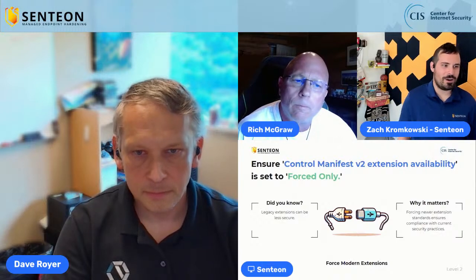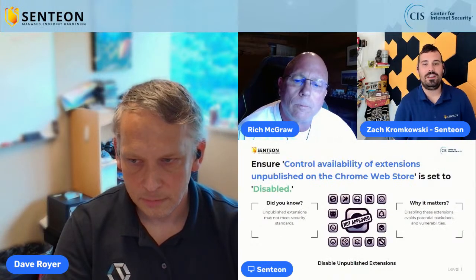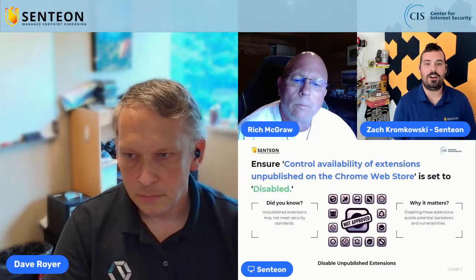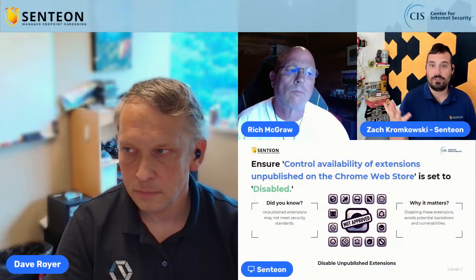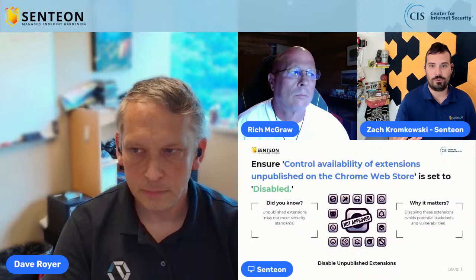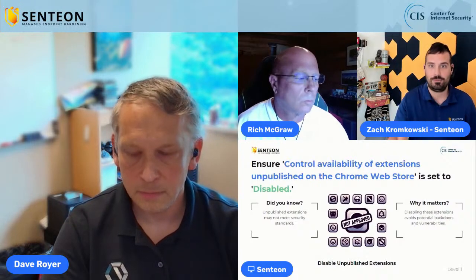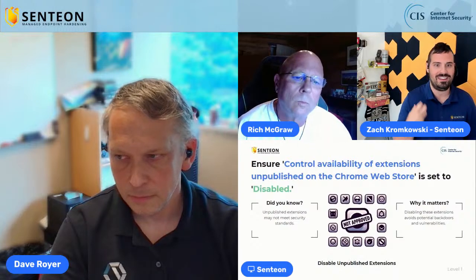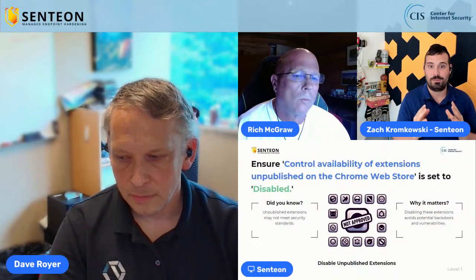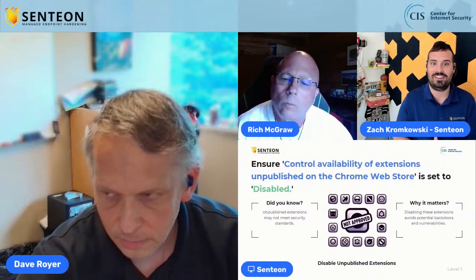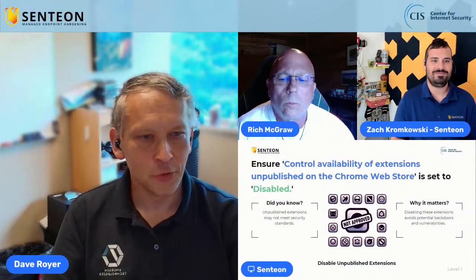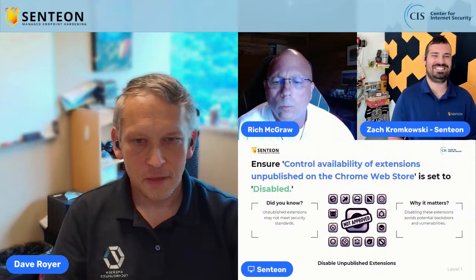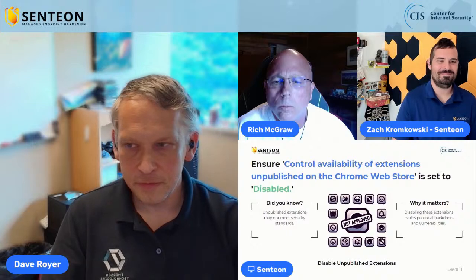Yep, spot on. Let's go over to this next setting here. So we got control availability of extensions unpublished on the Chrome Web Store is set to disabled. We all know probably what the Microsoft Store is, but this Chrome Web Store effectively is a very similar thing to the App Store, to the Microsoft Store. These are just applications. But in this setting, it sounds like there's a difference between published and unpublished accessibility in the store. So could you explain why this difference matters? Yeah, well, I kind of liken it to sideloading your apps on your mobile phone.